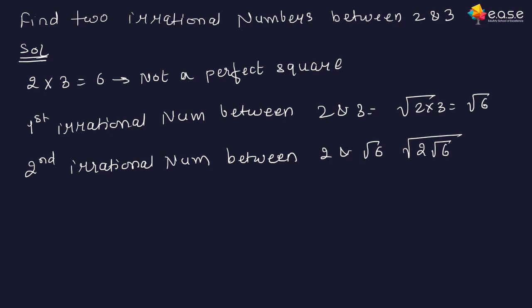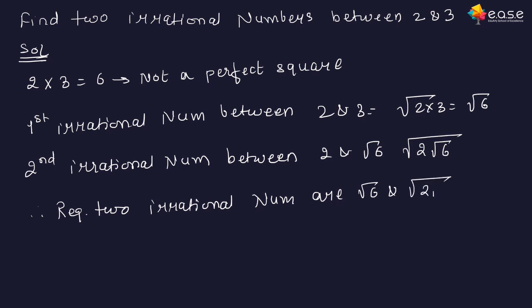So therefore the required two irrational numbers are root 6 and root of 2 root 6, correct? This is your final answer. All right, you guys will have to do a couple of sums by yourself, to get more clarity on that.